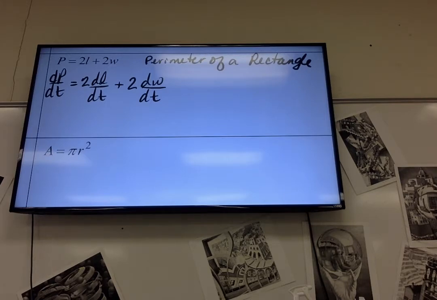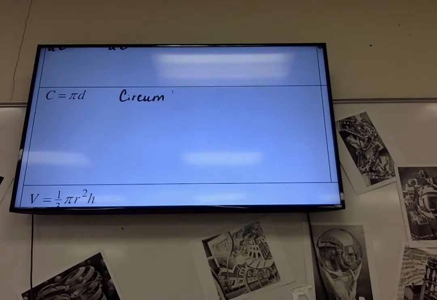Hey, the circumference of a circle. Yep. Woo woo. I do that one. I'm sad, I know that equation. I like circles more than other shapes. Can you tell? They were easier to remember. So derivatives with respect to time, dC/dt equals pi times dD/dt.